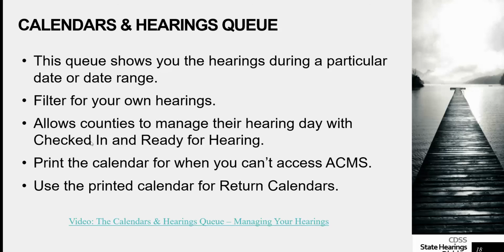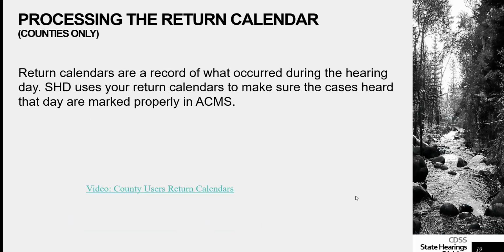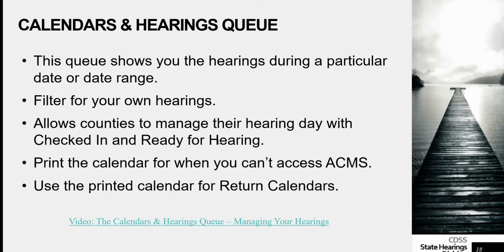It gives you a listing of all the different hearings that are coming in. You can use the checked-in feature or ready for hearing feature to help manage what hearings are ready to go and which ones are in hearing. There's also a way to print out that hearing calendar if you don't have access to ACMS wherever your hearings are being held. And you can also use that printed calendar for a return calendar. So, of course, there is a video, the calendars and hearings queue, managing your hearings, and we do a deep dive into how you use that queue to manage hearings.